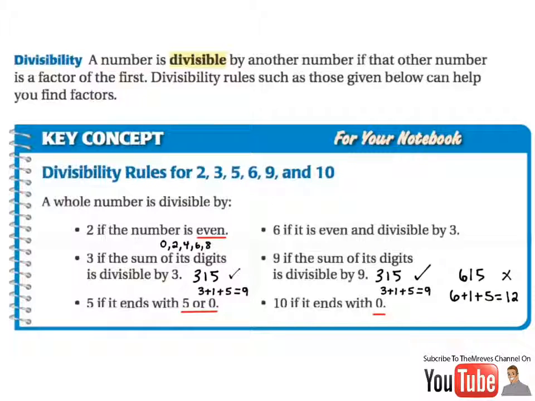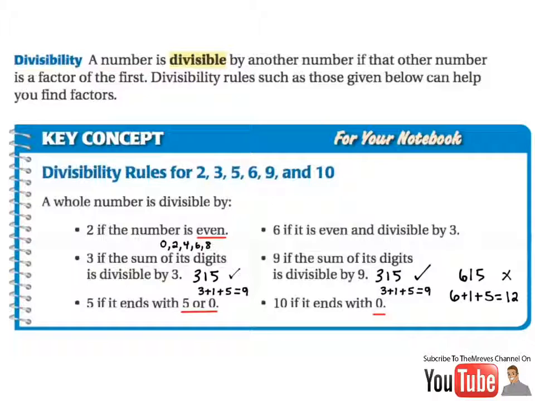6 is if it's even and divisible by 3, so if it's divisible by 2 and 3, then it's divisible by 6. And 9, same thing as 3, if the sum of the digits is divisible by 9. So we add them together and see if 9 goes into that sum. Now 10 is probably the easiest of them all if it ends in a 0. These are quick rules to help us understand the basics of divisibility.